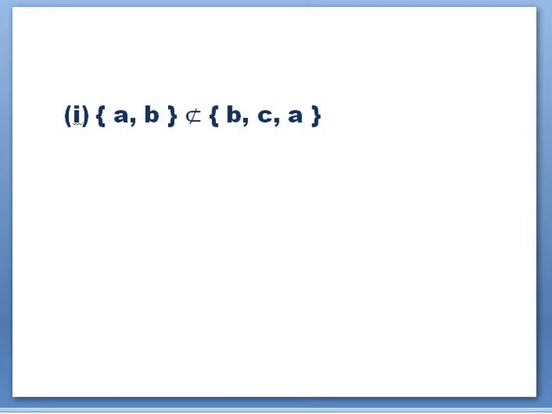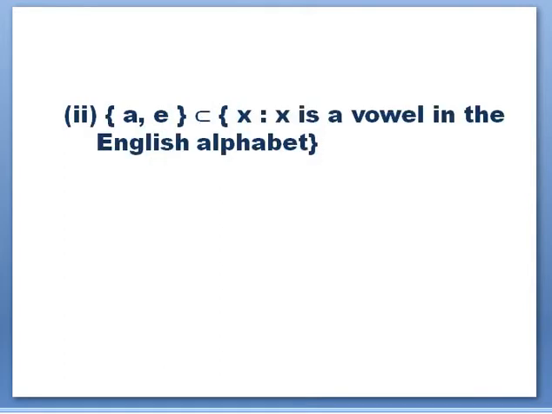Here why is it wrong? Because it is given that the set is not a subset of the other set, but from the definition it is clear that the set on the left hand side is a subset of the set on the right hand side. So are you clear about the concept? So next, let's go to one more example.